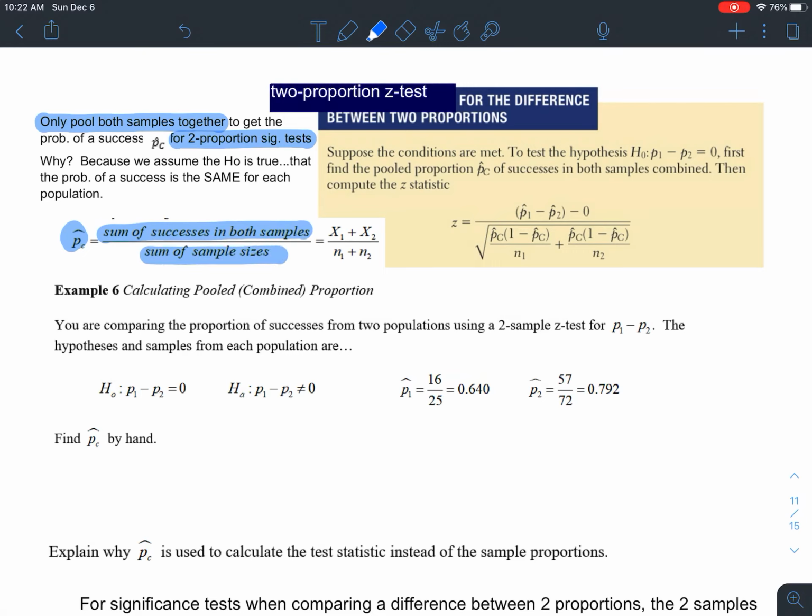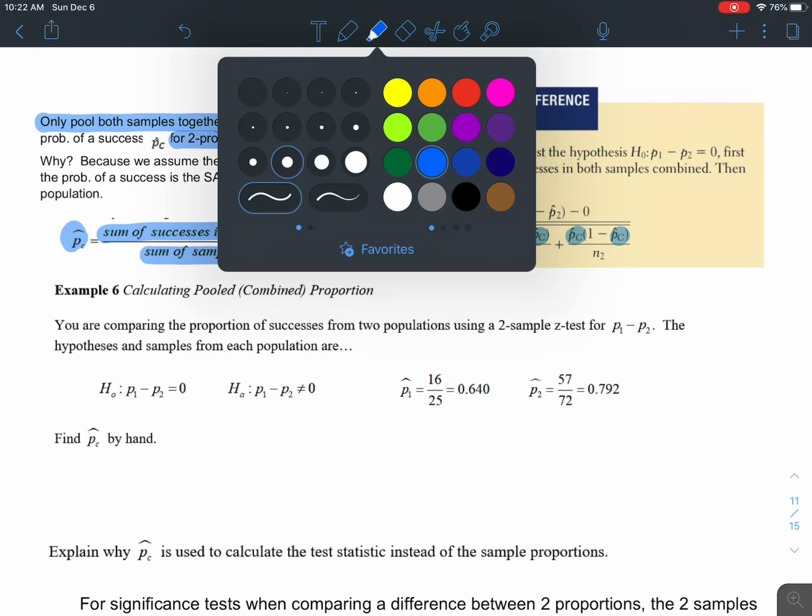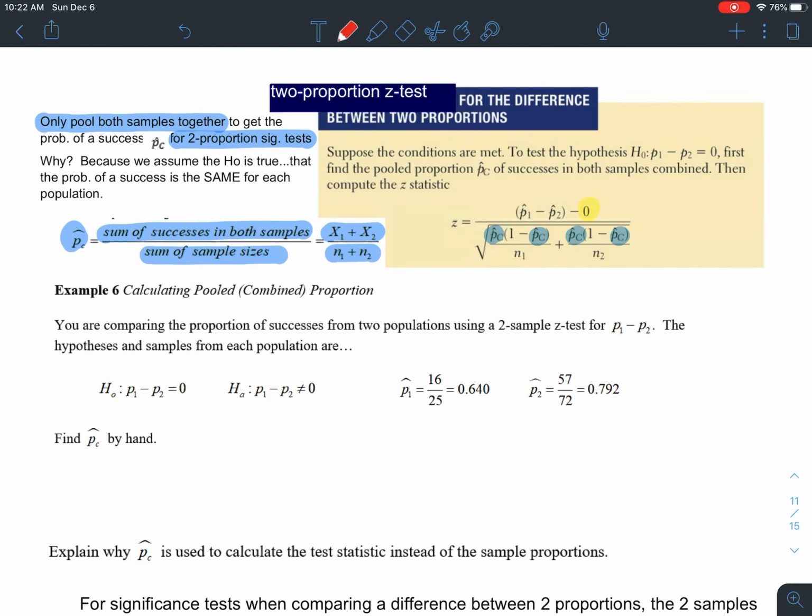And we get that again by summing the successes in the numerator over the sum of the sample sizes in the denominator. And you'll note then we end up using that same pooled sample proportion in those 4 areas. Okay, we also said that this spot right here is always a 0, for no difference between the proportions. So in this example, we're going to be comparing the proportion of successes from 2 populations using a 2-sample z-test. I prefer to call this a 2-prop or 2-proportion z-test.